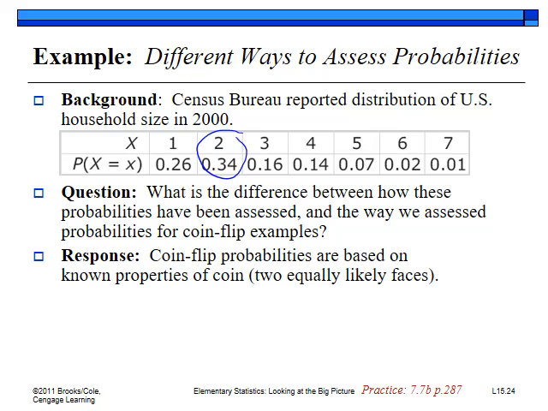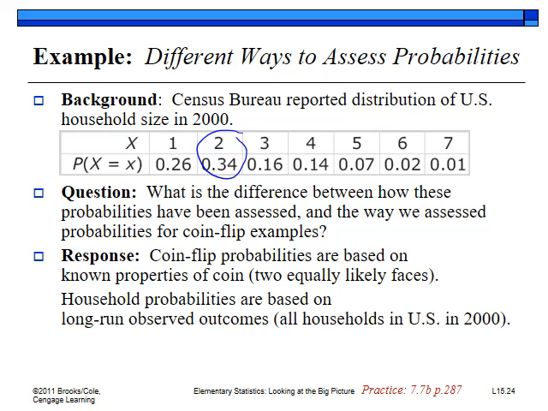Well, the coin flips were using equally likely outcomes. But the census data, we're looking at a lot of observations. Since each value for X is not equally likely, this is not equally likely outcomes. But the census is derived by surveying many, many households, ideally all the households. So we would say that these probabilities come about from long-run observations.